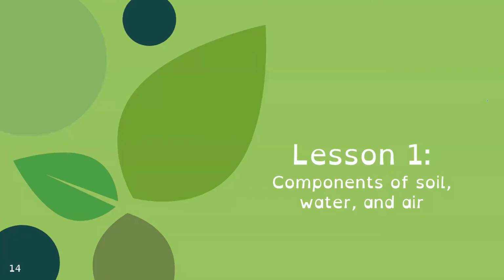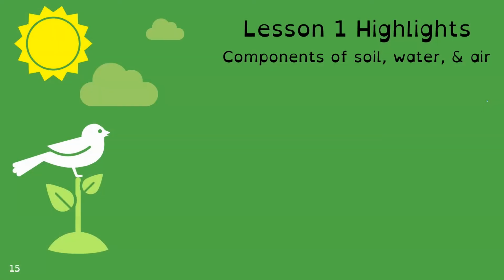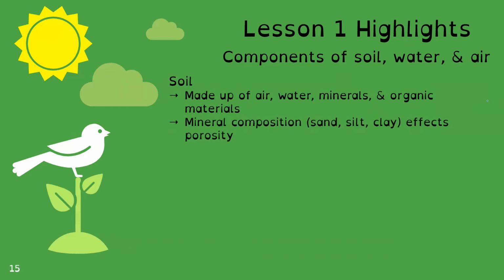All right, so let's look at the lessons in the first two units. Lesson one was components of soil, water, and air. Just to go over our highlights, and then we're going to answer some of the review questions. Soil is made up of air, water, minerals, and organic materials. The mineral composition of soil affects the porosity. So how much sand in comparison to silt and clay, and how all those three ratios work together, affects how easily the water runs through the soil.